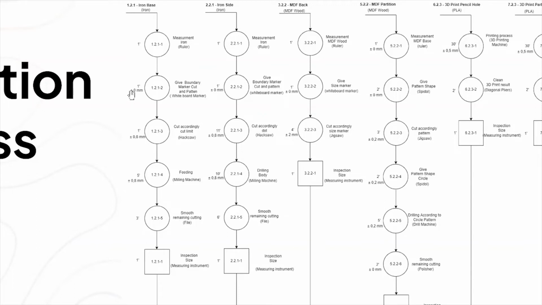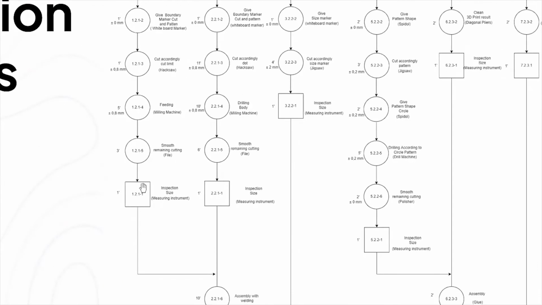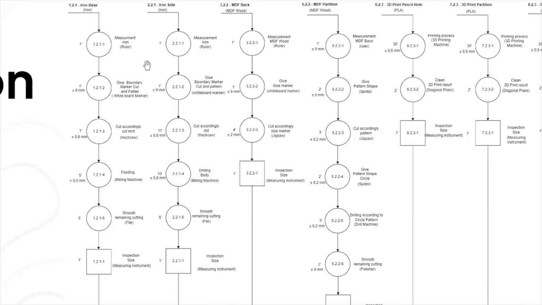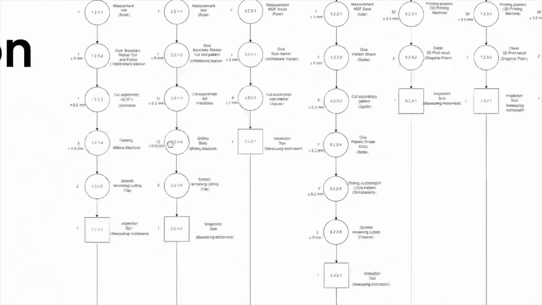And this 0 millimeter, 0.8, is defined as the tolerance of the measurement of this part. And in this rectangle, we have an inspection, like I mentioned before in the assembly chart. Okay, do the same steps for the other parts.